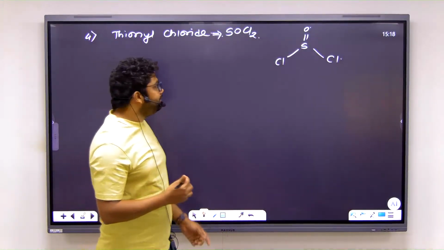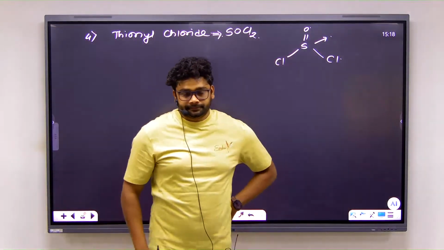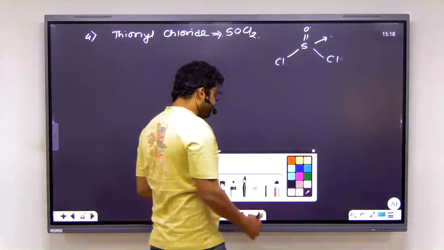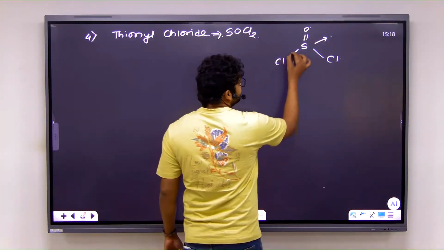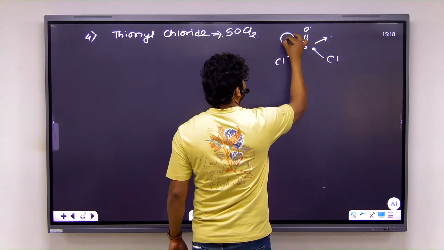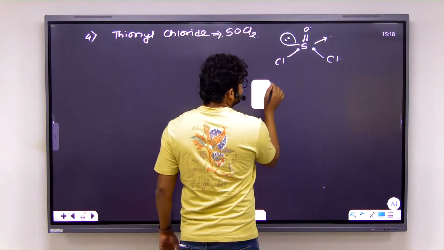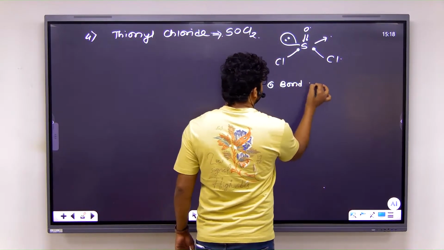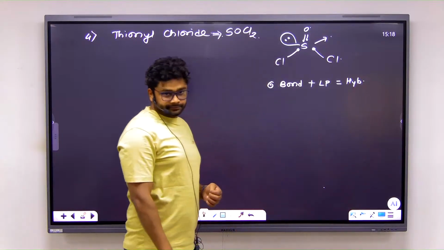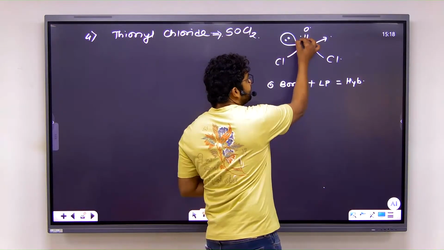Okay. Can you tell me the hybridization of this? Fast. How many electrons does sulfur have? 6 electrons. Then calculate the bond pairs or sigma bonds. Sigma bonds plus lone pairs gives the hybridization. How many sigma bonds are there? 1, 2, 3.